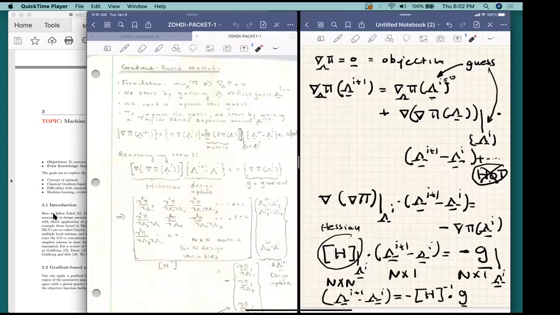Now, I've got to do some work to be able to get this, right? If there are a lot of parameters, inverting the Hessian might not be the easiest thing to do.